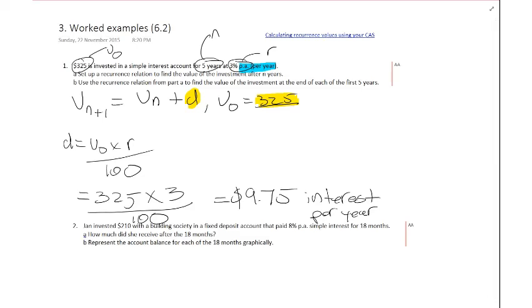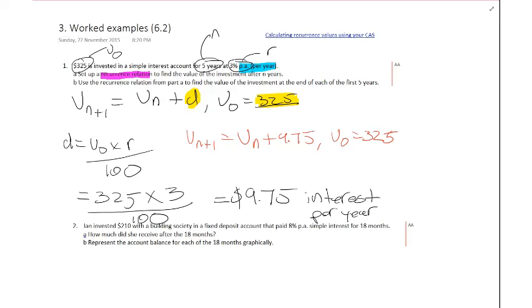Okay, so how do I write that now? It's going to be Vn plus 1 equals Vn plus 9.75, comma, V0 equals 325. And that's if you're asked to set up a recurrence relation. Remember, this is a recurrence relation. That's what I'd be expecting.